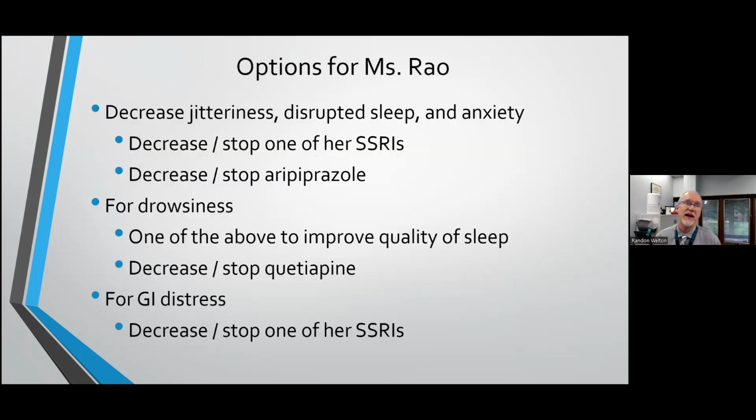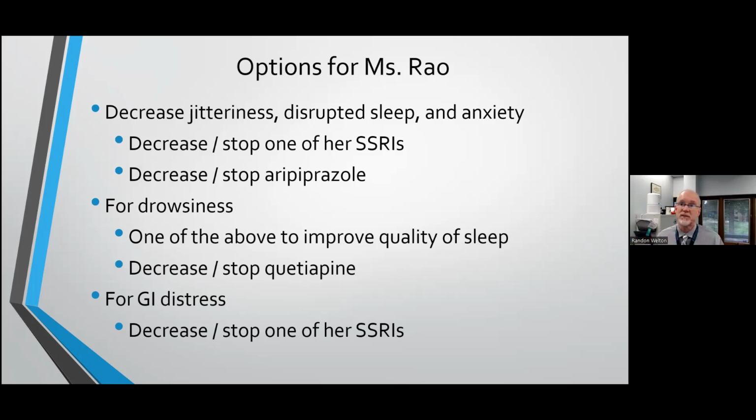So for Ms. Rao, again, maybe to decrease jitteriness, disrupted sleep, and anxiety, we decrease or stop one of her SSRIs that had been mentioned before. Maybe we decrease or stop aripiprazole, which can have akathisia. If she doesn't need that, that might be causing problems. For the drowsiness that she experienced during the day, well, maybe if we stop one of the things above, she sleeps better. And if she sleeps better, she's going to feel less drowsy. Maybe we decrease or stop the quetiapine, which can sometimes lead to daytime drowsiness. For her GI distress, maybe we decrease or stop one of her SSRIs.